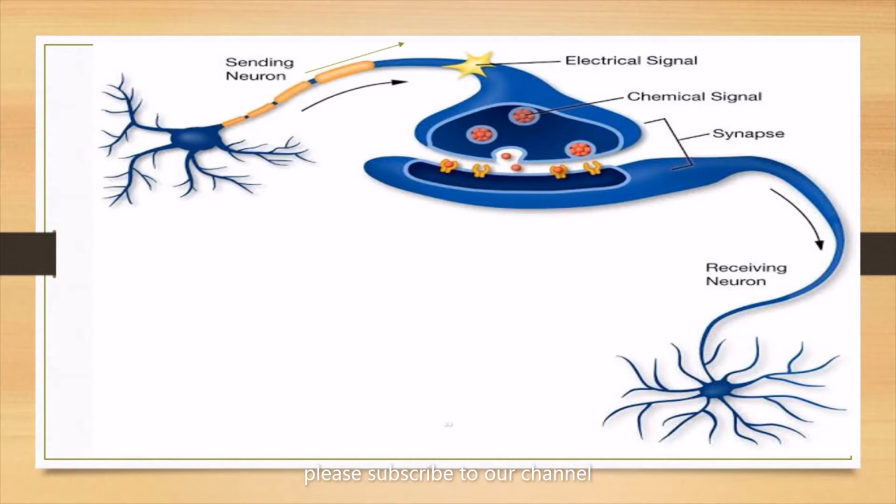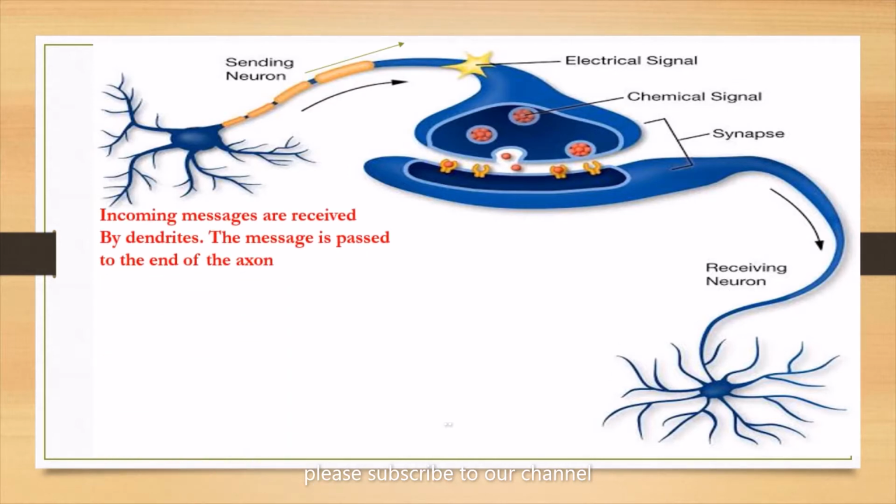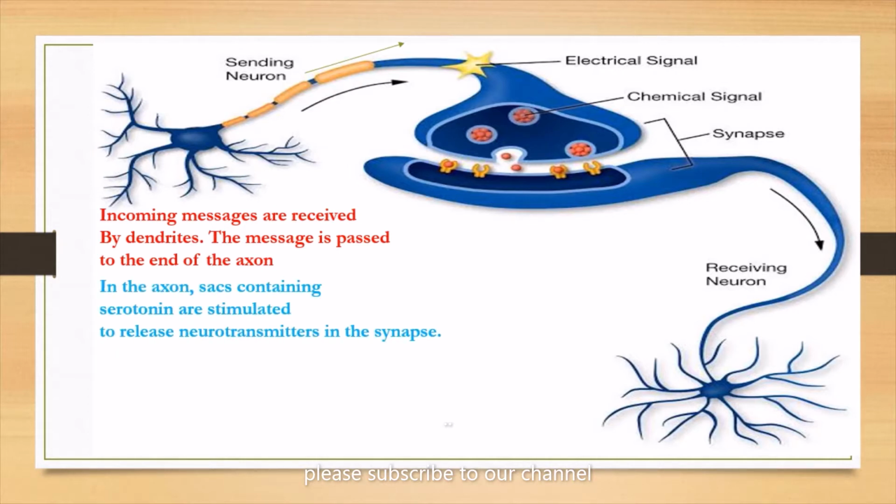Let us learn how a message is sent to the neuron and how it is received. First of all, incoming messages are received by the dendrite. The message is passed to the end of the axon. Next, in the axon, sacs containing serotonin are stimulated to release this chemical substance, which we call neurotransmitters, into the synapse, to assist transmission of the message. This is the gap that you are seeing here, from one neuron to the receiving neuron.